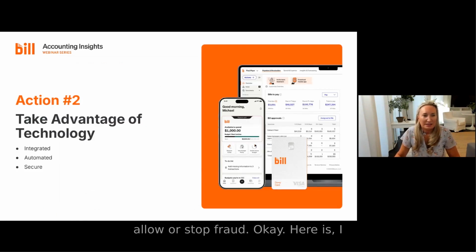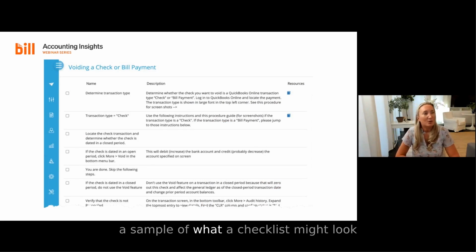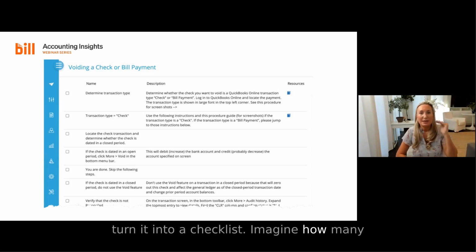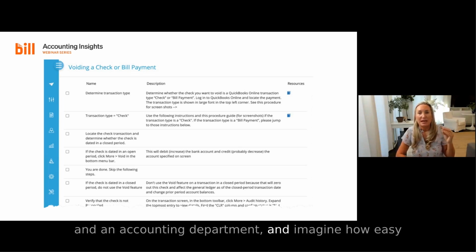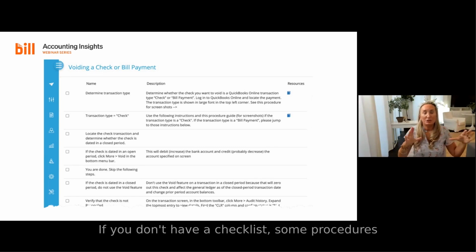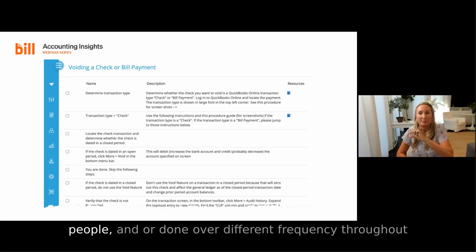Okay, I went too far. Here is a sample of what a checklist might look like. You take that procedure that's written up exactly how you do things and then turn it into a checklist. Imagine how many steps there are in all the various procedures in an accounting department, and imagine how easy it would be to forget a single step if you don't have a checklist. Some procedures will require several checklists because there are parts of that procedure that are done by different people and or done over different frequency throughout the month.